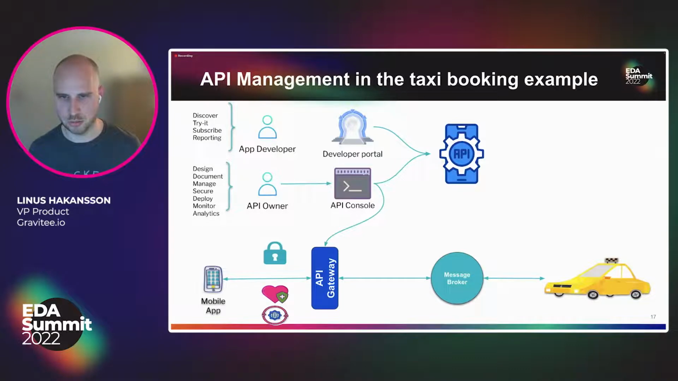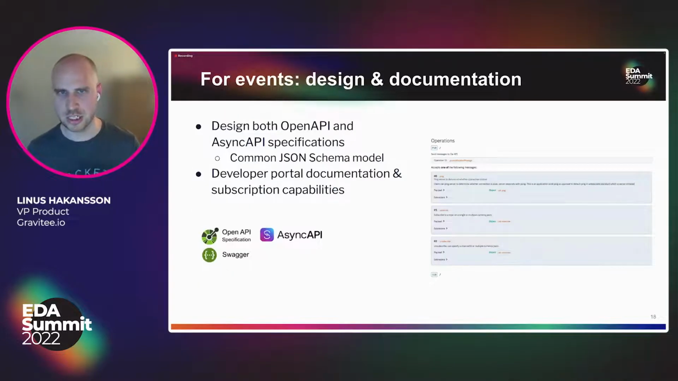So in our case here on the bottom, we would have a mobile application making requests, maybe then secured and authenticated by an API gateway before it's routed to a message broker. And technically how that might work and what kind of benefits we will have from that is something that I'm going to be going through in the demonstration later on. Now, what we expect from those modern API management platforms to support also event-driven architectures and async API, for example, is of course the ability to design not only traditional OpenAPI specifications, but also async API specifications.